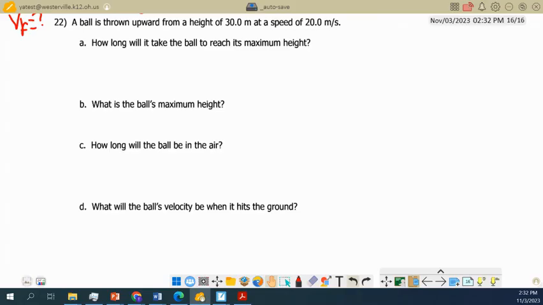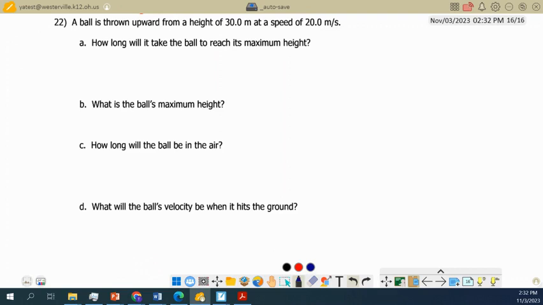Let's move on to question number 22. If we look at what this one's telling us, a ball is thrown from an upward height of 30 meters at a speed of 20 meters per second. Right. So let's go ahead and put this in.